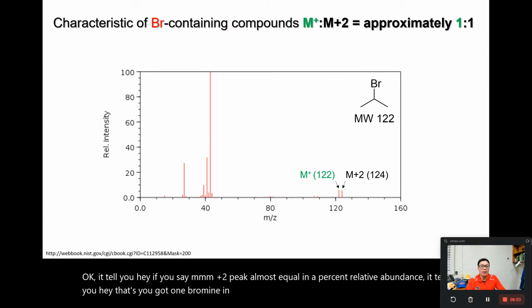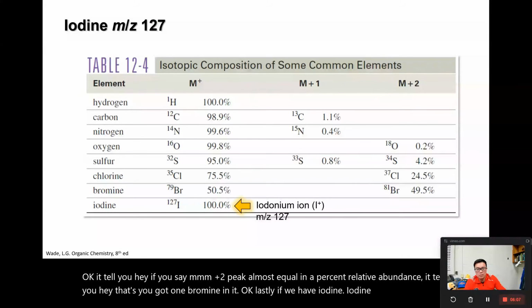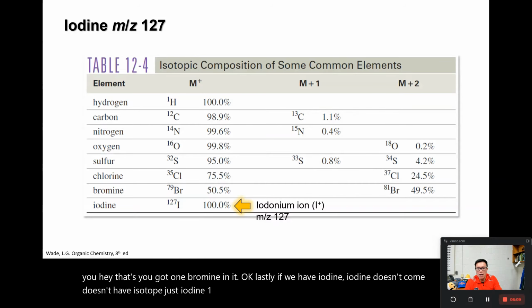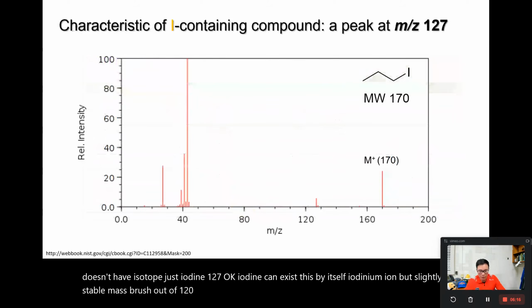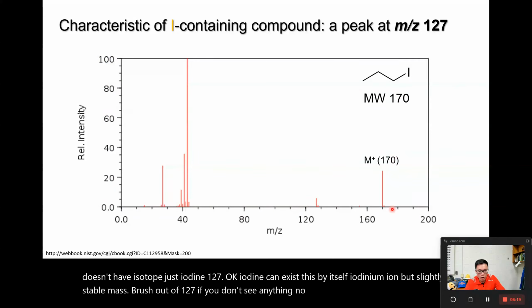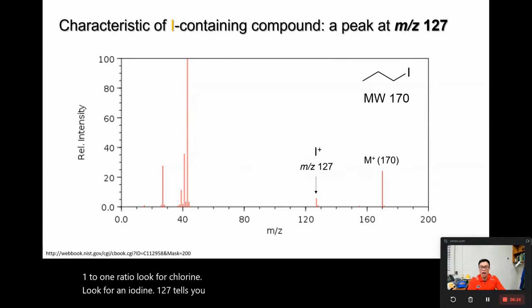Lastly, iodine. Iodine doesn't have isotopes, just iodine 127. Iodine can exist by itself as an iodonium ion, slightly stable, mass per charge of 127. If you don't see anything, no bromine, no chlorine, no 3-to-1 or 1-to-1 ratio, look for iodine. 127 tells you that you've got an iodine in it. So this compound contains an iodine.